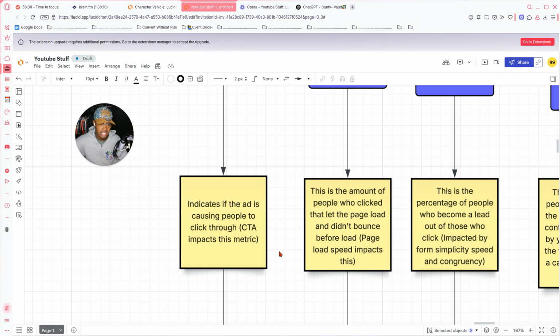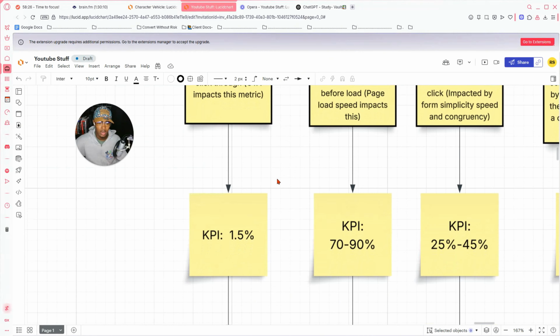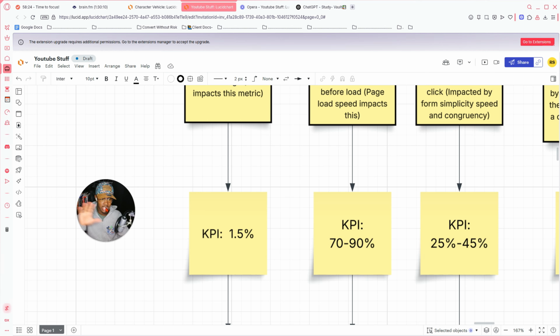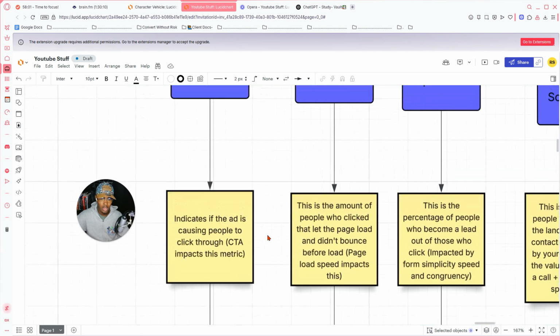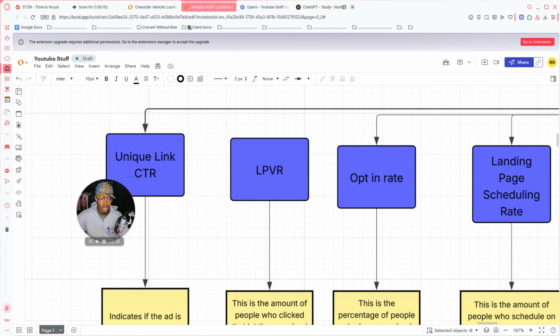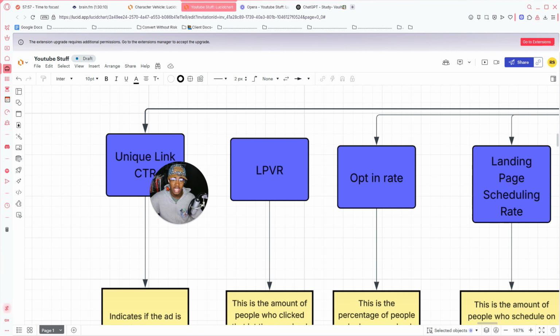This is impacted by your call to action and of course your ad quality. Now, the KPI for this, which is key performance indicator, is a number that lets you know that you're doing well. If you're doing this or better, you're doing good. But if you're doing worse than this, you need to improve the things that impact this. Keep that in mind for everything else that we're going to go over today. This is 1.5%. If you're not above that, your call to action and your ad need some work. This is something that you can track in the Facebook Ads Manager.